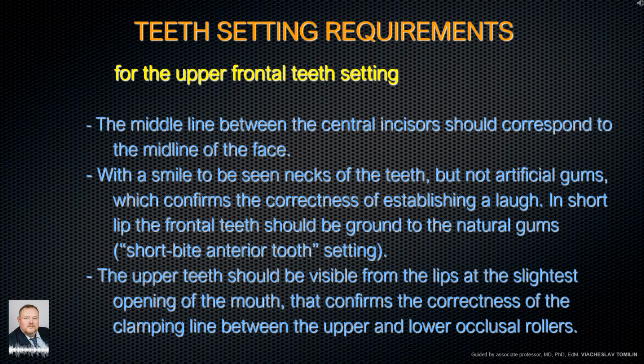Requirements for the upper frontal teeth setting. The middle line between the central incisors should correspond to the midline of the face. With a smile, the teeth should be seen, but not the artificial gums, which confirms the correctness of establishing the smile line. In a short lip, the frontal teeth should be ground to the natural gums, for a short bite anterior tooth setting. The upper teeth should be visible from under the lips at the slightest opening of the mouth. That confirms the correctness of the clamping line between the upper and lower occlusal rollers.